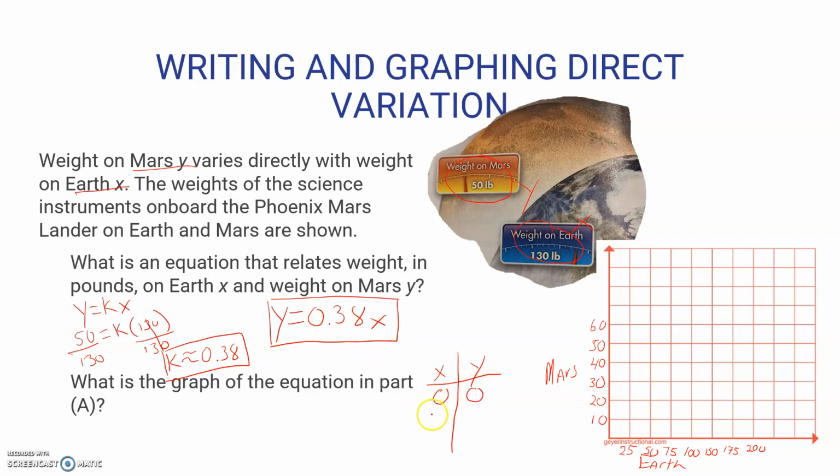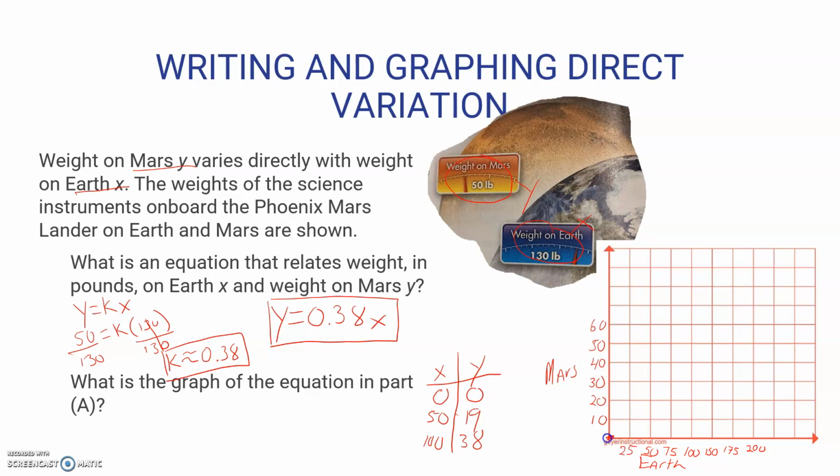And then we can plug in a few others on the graph here. We've got 25, 50, 75, 100. So let's just go ahead and put in 50. When we substitute that in for x, 0.38 times 50 gives us 19. And we can substitute in 100, an easy one. 0.38 times 100 is 38. And we can create our table, and then we're just putting these points on the graph.